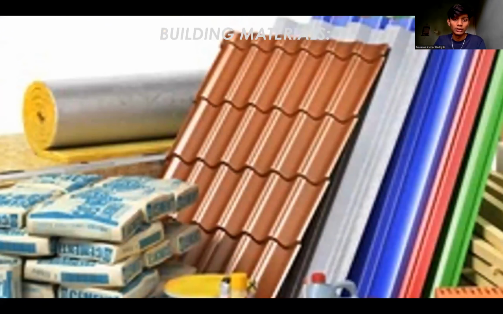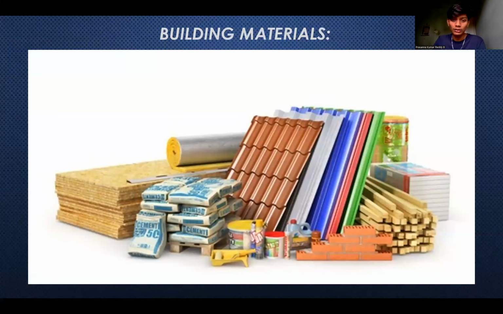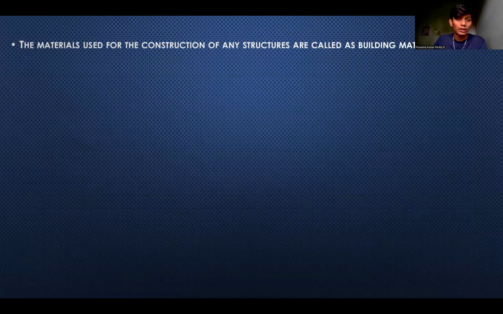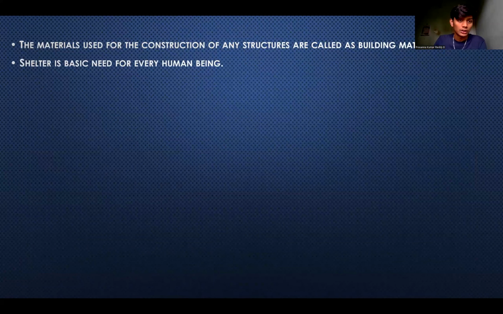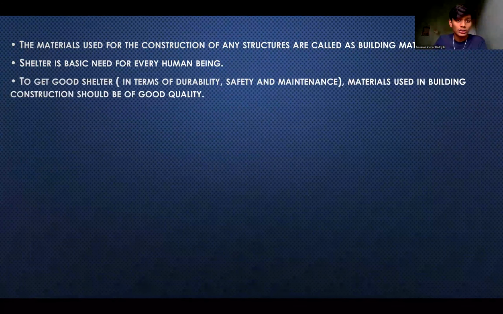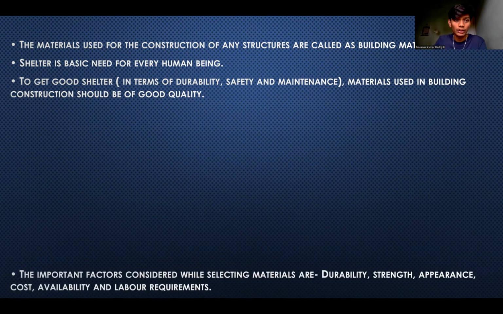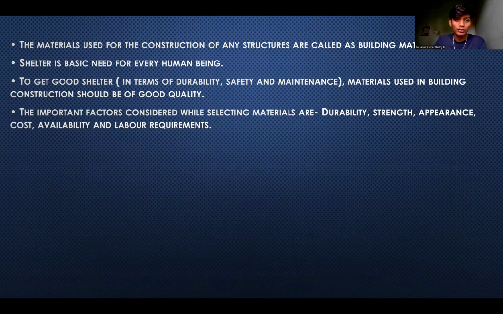Building materials. As you can see in this picture, all these items are used in building a structure. The materials used for construction of any structure are called building materials. Shelter is a basic need of every human being. To get good shelter, materials used in construction should be of good quality. The important factors to consider while selecting materials are durability, strength, appearance, cost, availability, and labor requirements.